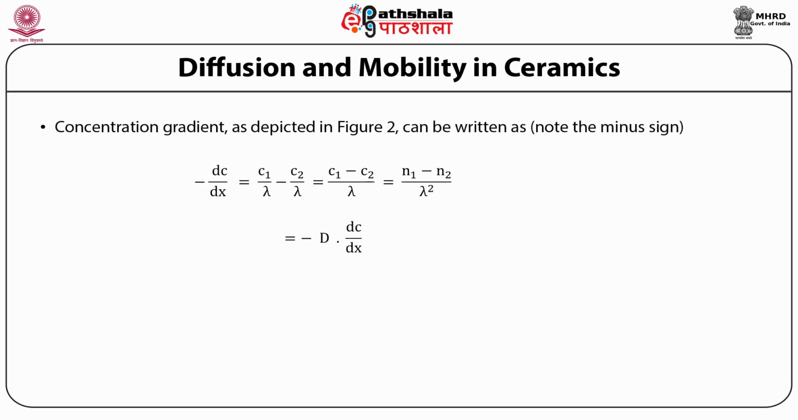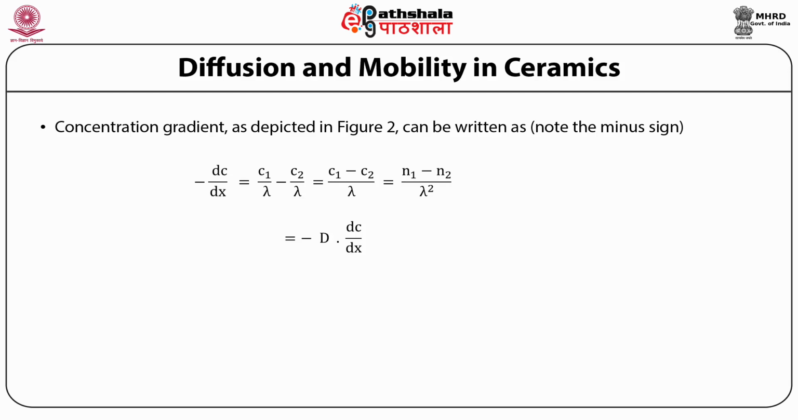So the concentration gradient, as depicted in this figure, can be written as minus dC by dx is equal to C1 by lambda minus C2 by lambda, which comes out to be (C2 minus C1) by lambda, which is equal to (N1 minus N2) by lambda square. Hence the flux can be expressed in terms of lambda and dC by dx.